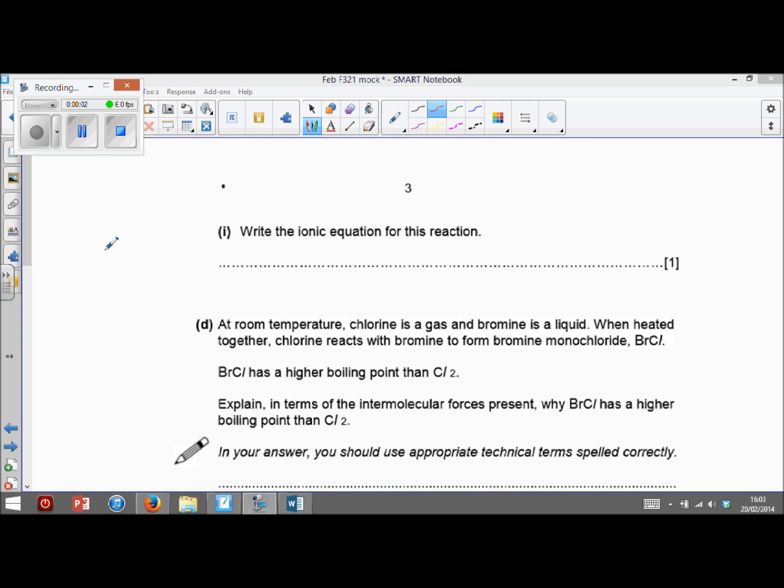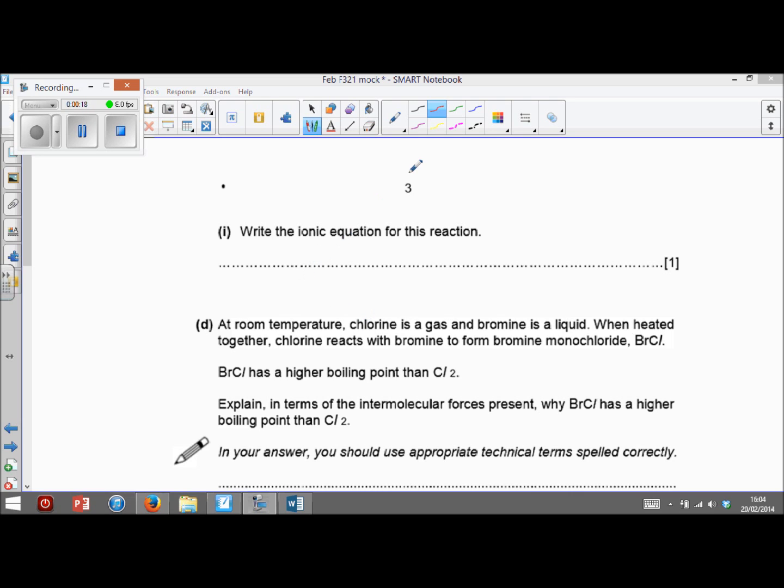So question C, part 1. When chlorine gas is bubbled through aqueous potassium iodide, a reaction takes place. Write the ionic equation for this reaction. So the clue in the question is chlorine and iodide.